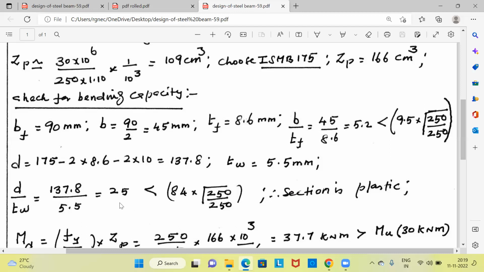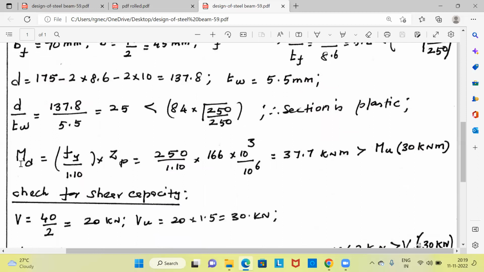Another point to be noted here: D by T ratio is equal to 25. This is less than 84 and also less than 67. 67 is another critical ratio for the web, which we have to remember. When this ratio D by T is less than 67, that means the web does not buckle. The shear stress value can be taken without any reduction. It shows that web is not buckling. It shows section is plastic.